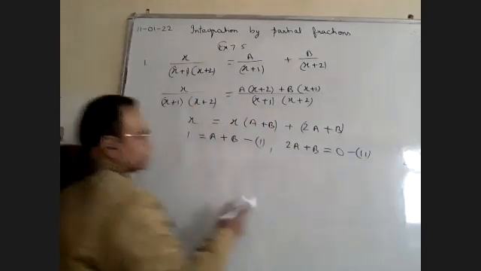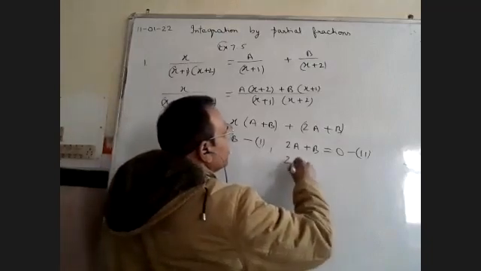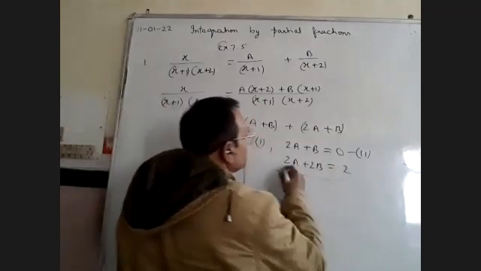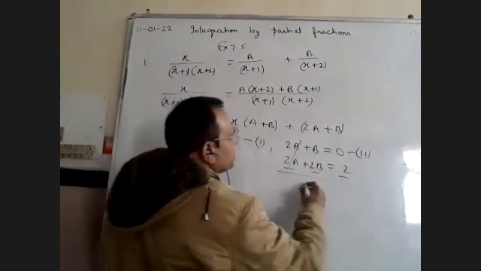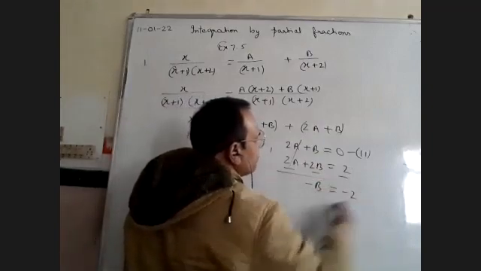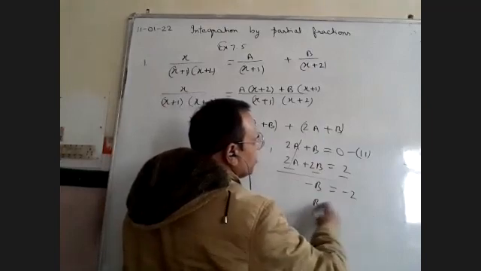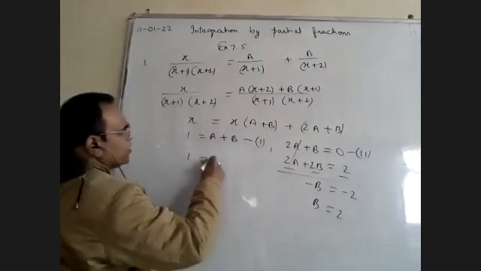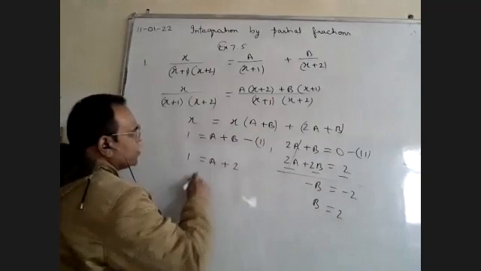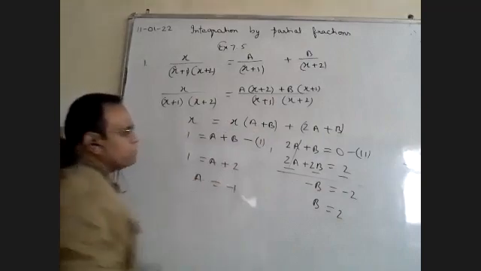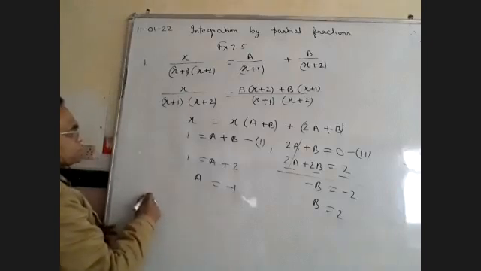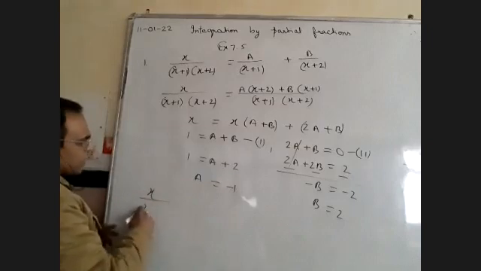So there are two equations, and you can simplify. By multiplying equation 1 by 2, you will get 2a plus 2b equal to 2. Now you can subtract both sides. You will get minus b equal to minus 2, and b equal to 2. If you put the value b equal to 2 here, you will get 1 equal to a plus 2, and a equal to 1 minus 2, that is, minus 1. So we get this expression for x upon (x plus 1)(x plus 2).